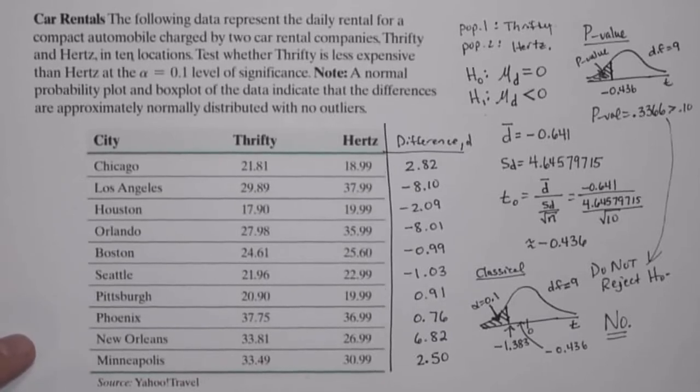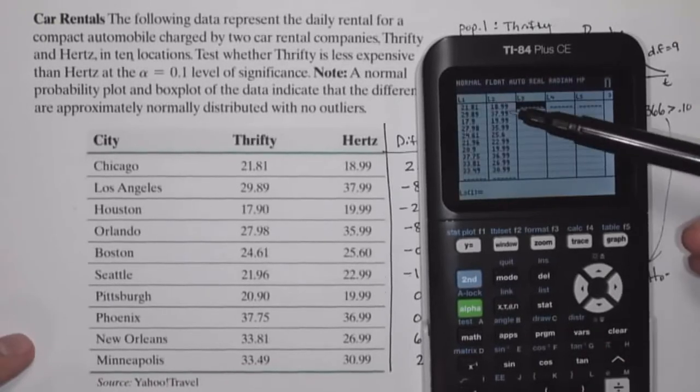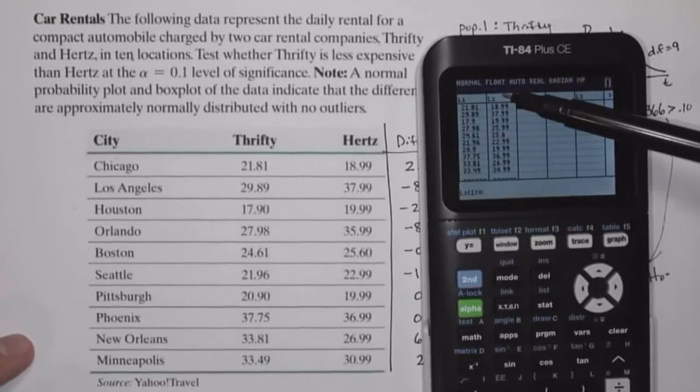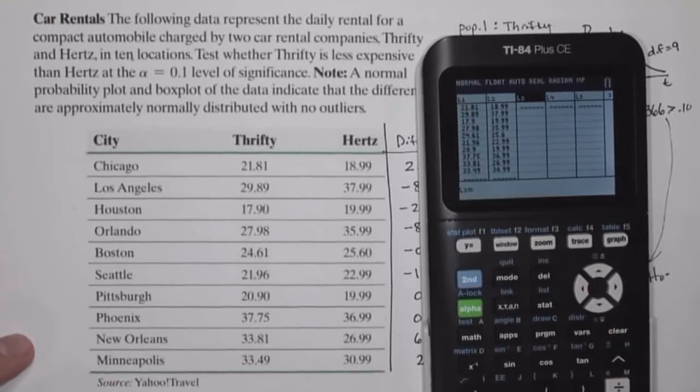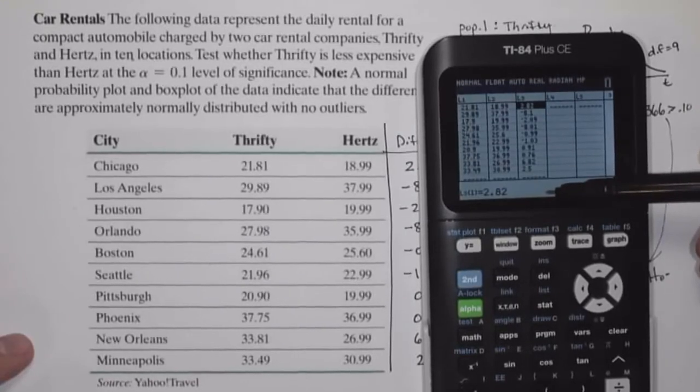So if I bring in my calculator, first of all, if I go to Stat and Edit, I have already entered the data into List 1 and List 2. I have the Thrifty data in List 1 and the Hertz data in List 2. I'm going to put the differences in List 3, and I can do that by highlighting L3 and typing L1, which is the second of the 1 button, minus L2, which is the second of the 2 button. And so that gives me the differences here in List 3.